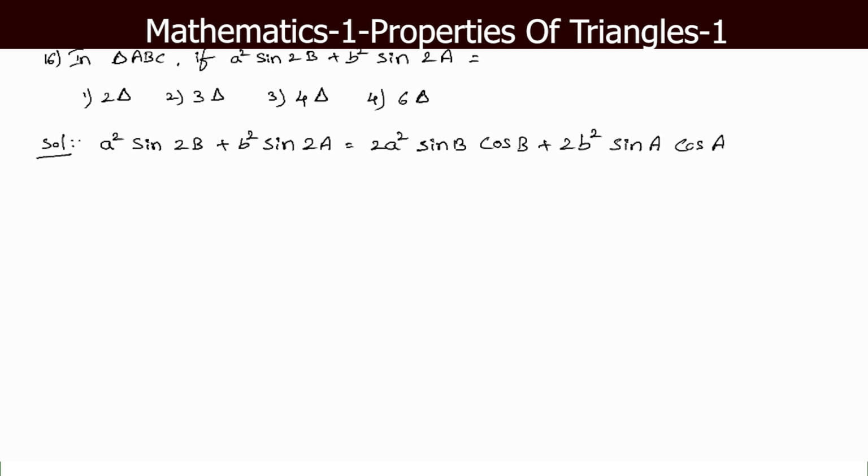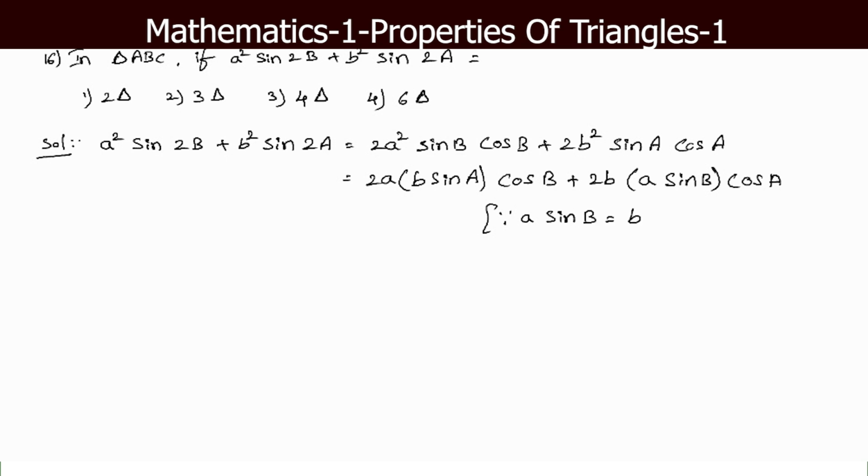see, for a sin B, you write b sin A, because a by sin A is equal to b by sin B. So if you cross multiply it, you look at a sin B is equal to b sin A. So this a square you write as a into a. When you use that formula, you will get that a square sin 2B plus b square sin 2A is equal to 2a into b sin A cos B plus 2b into, similarly, a sin B cos A.